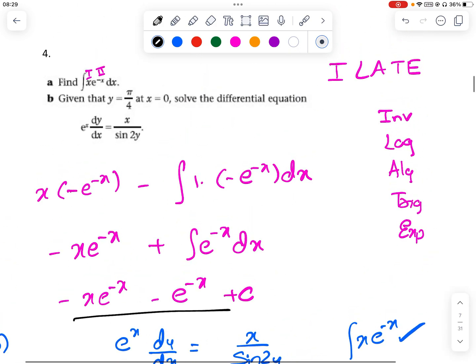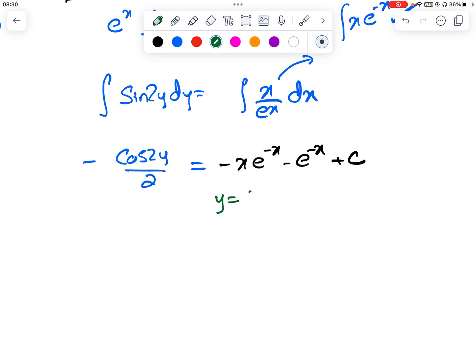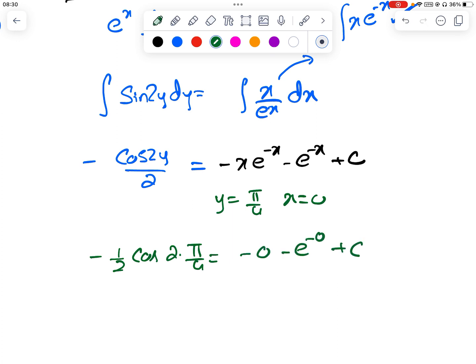Now he has given that y equals pi by 4, x equals 0. So plug in that one. So minus 1 upon 2 cos of 2 times pi upon 4 equals minus 0 minus e power minus 0 plus c. The x value was 0, right? So this becomes 2 times pi upon 4, which is pi by 2, and cos 90 is 0. So 0 equals negative 1 plus c, so c equals 1.